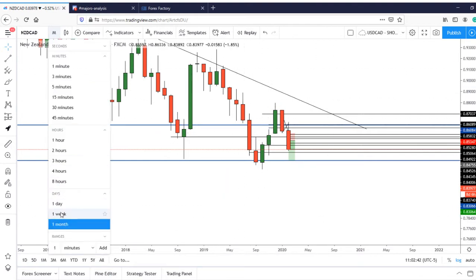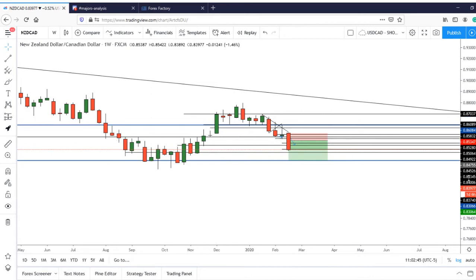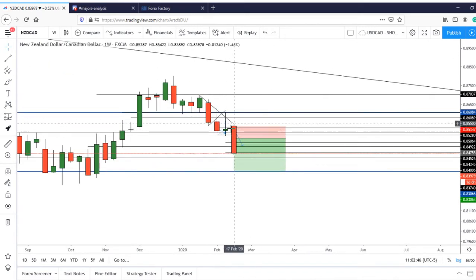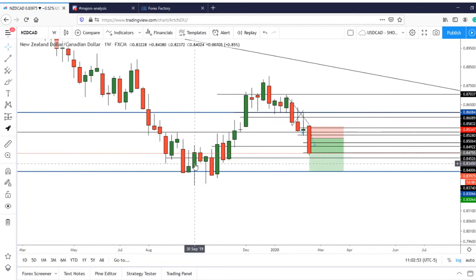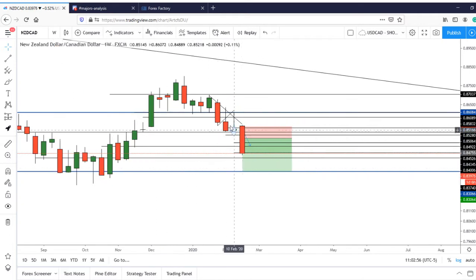If you take a look on the weekly, this weekly candle is absolutely monstrous. It's huge. It's a bearish engulfing. It's bigger than the past maybe 30 candles. You can tell how weak the NZD is and how strong the Canadian dollar is. And so I am expecting we go all the way down here.